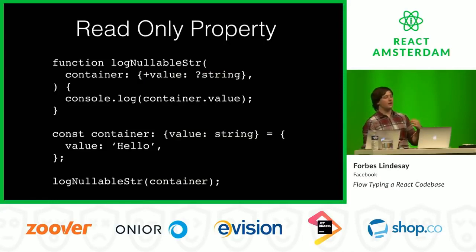The way we fix that is we mark the property as read-only. Flow has a syntax for this that's a plus. That plus means read-only. It has a fancy name. It's called covariant. But covariant really is just a fancy word for read-only.